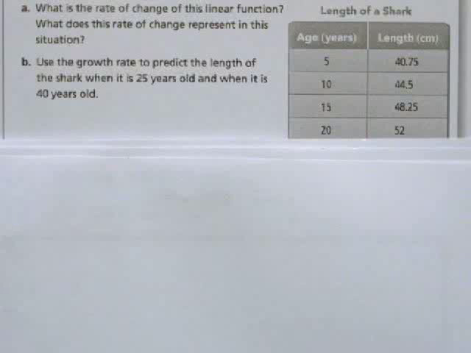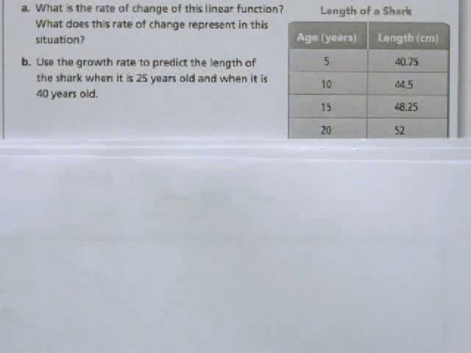And now we have a word problem. We've got a table and it shows the age and the length of a shark over a 15-year period. Question A, what is the rate of change of this linear function? What does this rate of change represent in this situation? The second part is use the growth rate to predict the length of the shark when it is 25 years old and when it is 40 years old. And wow, there's something a little disconcerting to me about the thought of a 40-year-old shark. But moving right along.